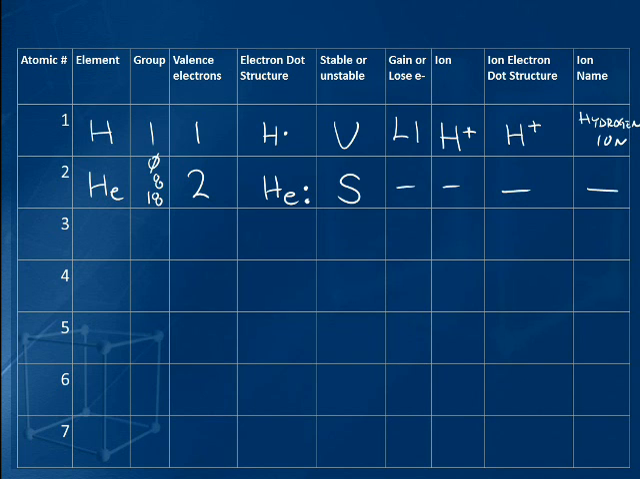Now lithium is just the same as hydrogen. So it's in group 1, valence electron 1, the dot structure is 1. Unstable, it will lose 1 electron to be happy. The ion is like this. The dot structure is also like hydrogen, just plus, and it's just called a lithium ion.